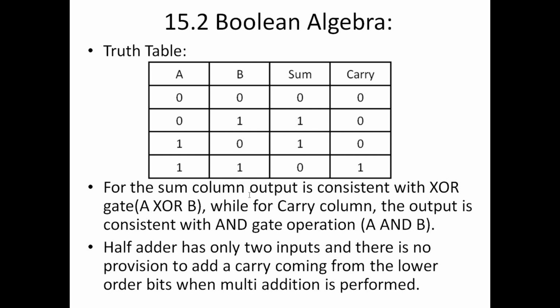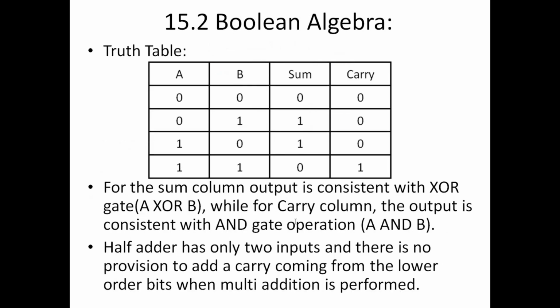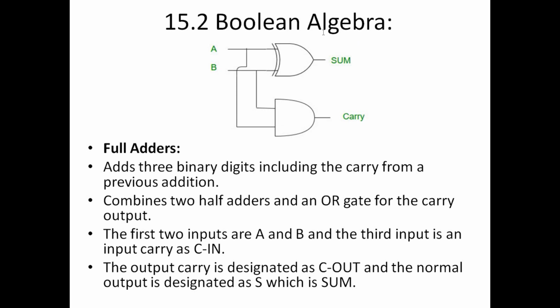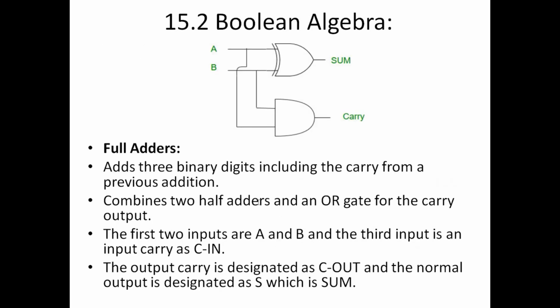A half adder has only two inputs and there is no provision to add a carry coming from the lower order bits when multi-bit addition is performed. That's why we have a full adder. Anyways, this is what a half adder circuit looks like. If you're trying to add multiple bits or two bytes together, where you have to perform the addition operation on multiple bits, for that we use a full adder.